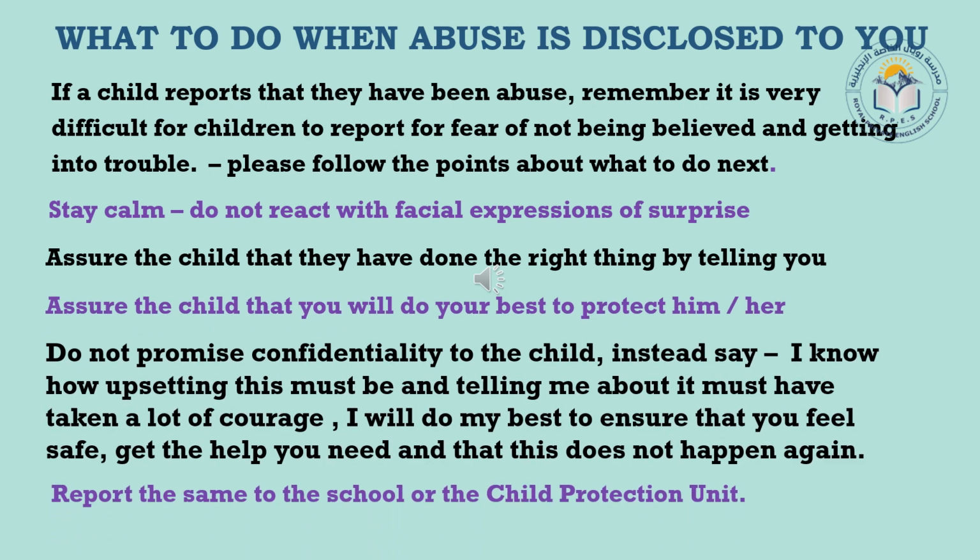What to do when abuse is disclosed to you? If a child reports that they have been abused, remember it is very difficult for children to report for fear of not being believed and getting into trouble. Please follow the points about what to do next. Stay calm, do not react with facial expressions of surprise. Assure the child that they have done the right thing by telling you. Assure the child that you will do your best to protect him or her. Do not promise confidentiality to the child. Instead say, I know how upsetting this must be and telling me about it must have taken a lot of courage. I will do my best to ensure that you feel safe, get the help you need, and that this does not happen again. Report the same to the school or the Child Protection Unit.